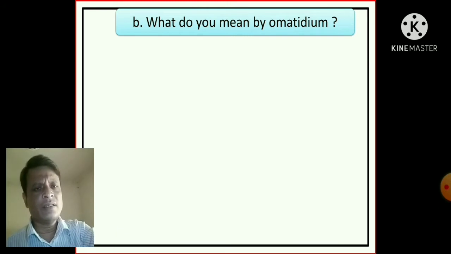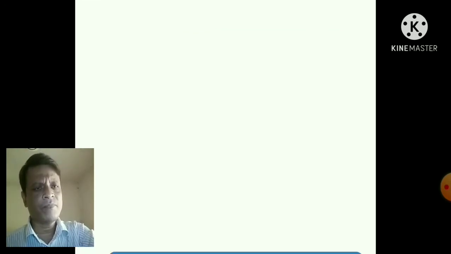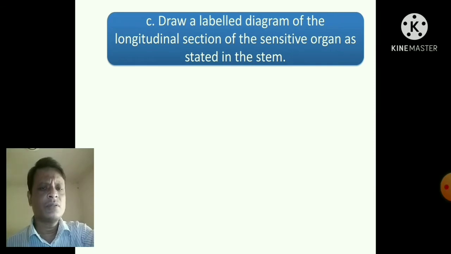B. This is the comprehension-based question. What do you mean by ommatidium? The answer will be: the structural and functional unit of the compound eye in grasshopper is called the ommatidium. Each ommatidium consists of an outer cuticle covering called cornea, corneagen cell, crystalline cone cell, iris sheath, reticular cell, and rhabdome, etc.